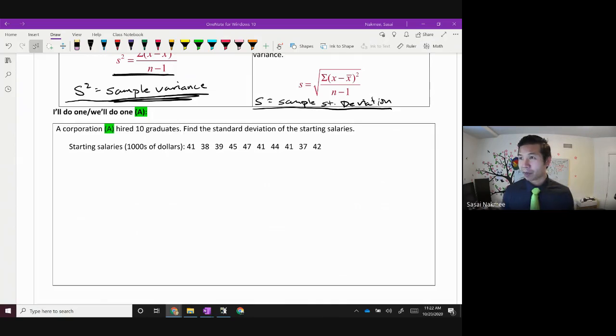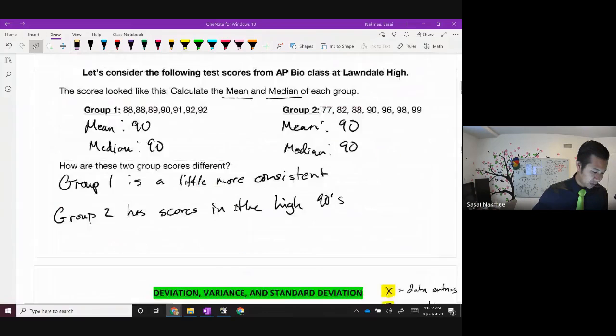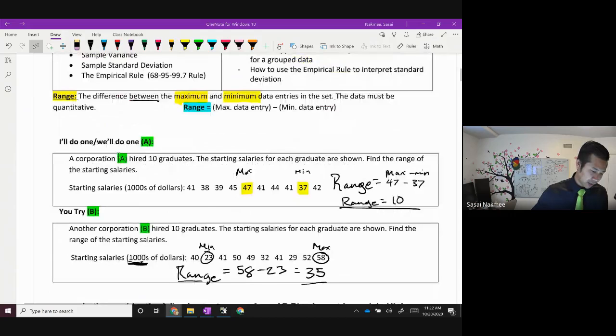I'm going to have to draw my table out. So let's take a look here. To calculate your standard deviation, by the way, what we're working with, I believe this is a sample. Is this a sample or is this a population? Let me take a look here. For example, a corporation hired 10 graduates. Find the range of the starting salaries.